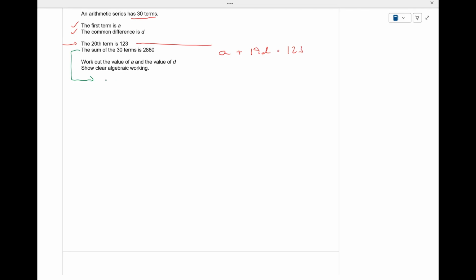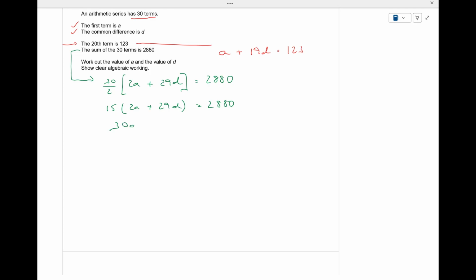The sum of the first 30 terms will be 30 over 2. Remember, you've got this formula on your formula sheet, and n minus 1 is 29. We know the sum of the first 30 terms is 2,880. Now I've got two equations in A and D, so I can solve these simultaneously. Let's simplify this one first: 15 multiplied by 2A plus 29D equals 2,880.